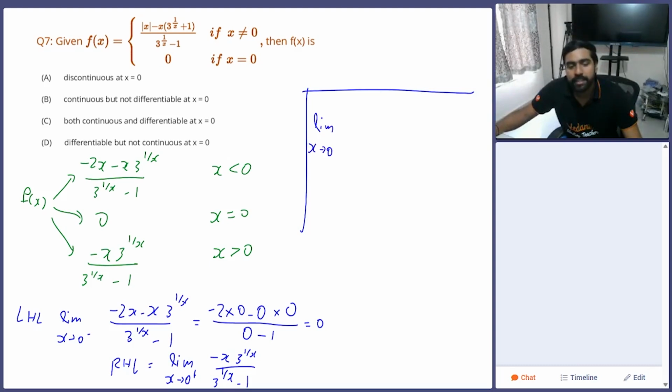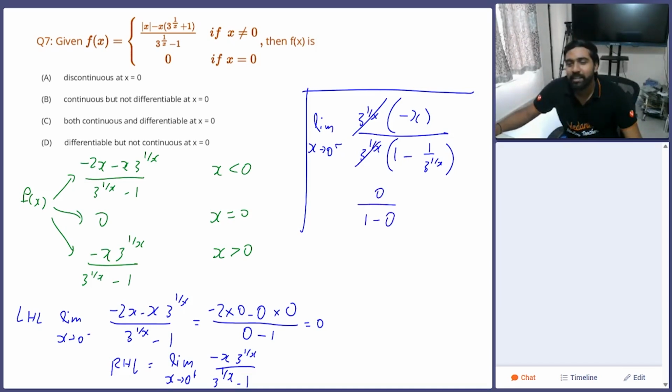I can write this as limit x tending to 0 plus. Let me take 3 power 1 by x common from the numerator over here. So I'll get minus x inside. In the denominator also, let's take 3 power 1 by x common. What will I get? 1 minus 1 upon 3 power 1 by x. 3 power 1 by x, 3 power 1 by x gets cancelled out. Now you have 0 divided by 1 minus 0. Again, this is equal to 0.